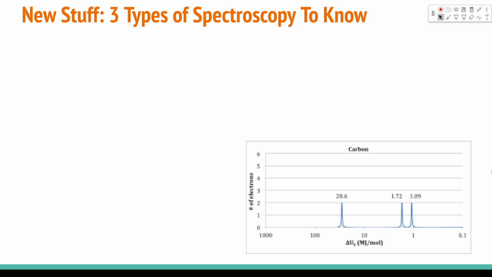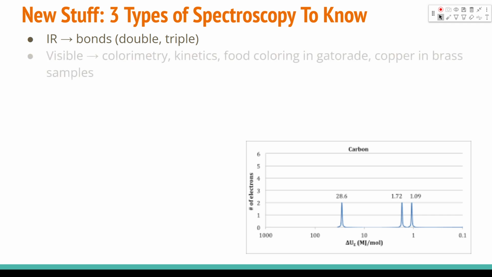And then here's some new stuff. Here we go. So, there are 3 types of spectroscopy to know. We have infrared, that's what IR is, and infrared is used to find the number of bonds in a compound. So if I have an unknown compound and I want to figure out if it has double or triple bonds, I can use infrared in order to do that.